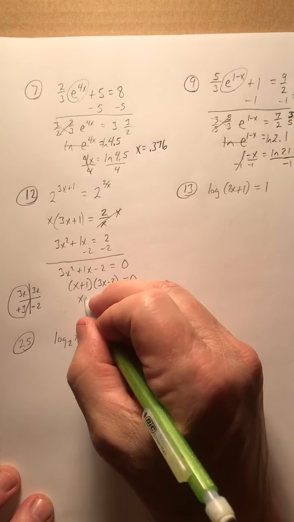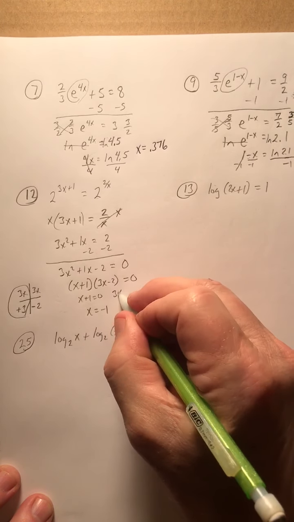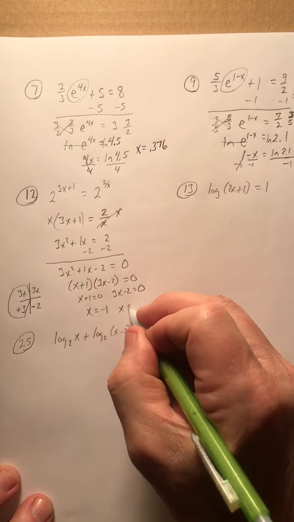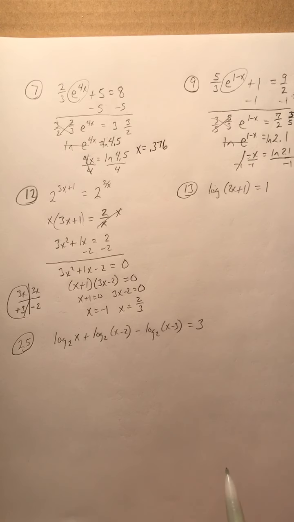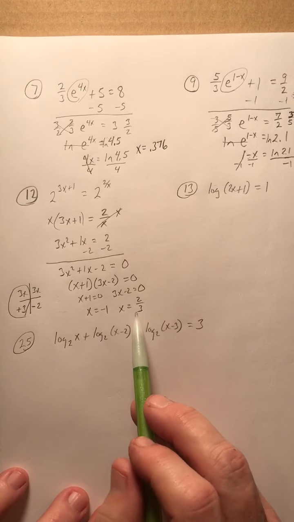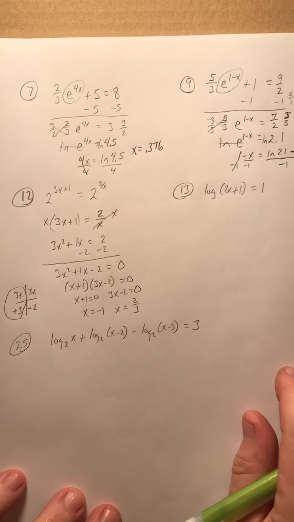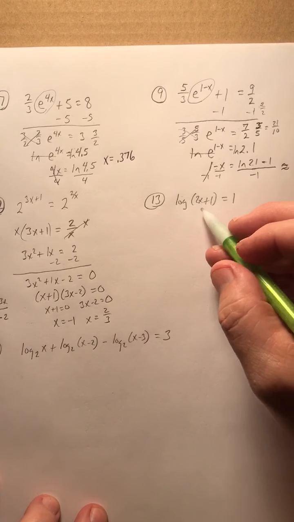Then I set x plus 1 equals 0, and I get x equals negative 1. And I set 3x minus 2 equals 0, and I get x equals 2/3. So I got negative 1, and I got 2/3, which is 0.667.